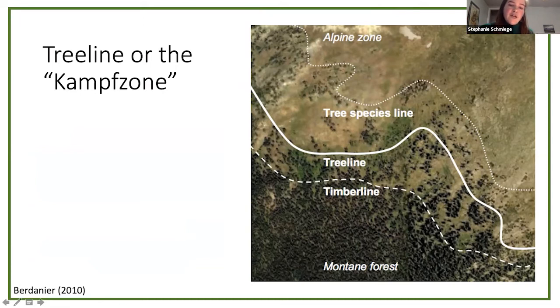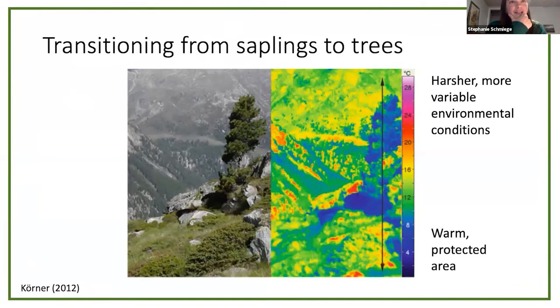It's defined by that transition from being a sapling to being a tree. And that can be quite a hard transition to make. And for that reason, sometimes tree line is called the kampf zone, or the fight zone, or war zone, because it is a battle to make that transition from a sapling to a full-sized tree. The reason for that often, we think, has to do with the environmental conditions as you grow to become a tree.